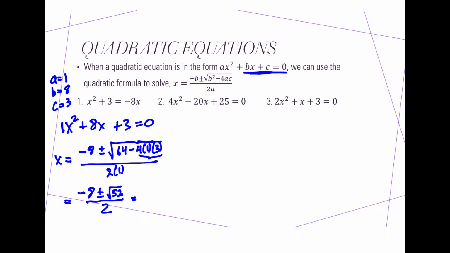We can take this 2. Notice it's negative 8, it's 2 solutions, plus square root of 52, all divided by 2, or negative 8 minus square root of 52, all divided by 2. You can also split this division up, making it negative 8 over 2 plus or minus square root of 52 over 2. Just make sure you take that 2 to each part on either side of the plus and minus there. That gives me negative 4 plus and minus square root of 52 over 2.